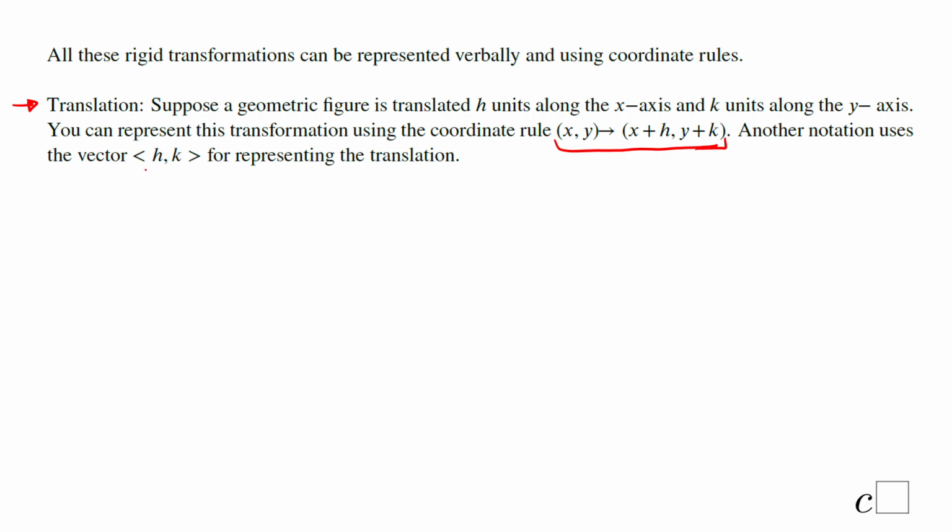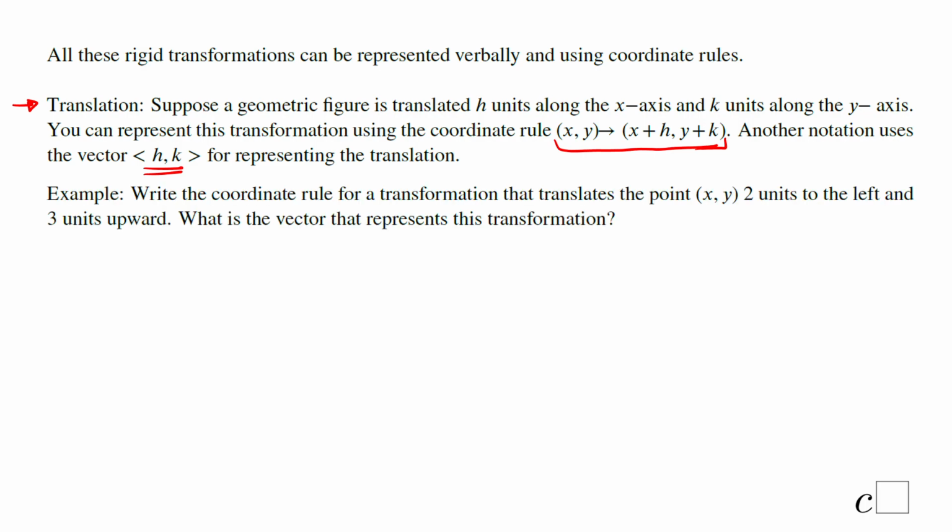And also you may hear something that we call a vector. Remember that segment with an arrow, that's the vector. We can represent it in this way. Let's see in this example. Write the coordinate rule for a transformation that translates the point x, y 2 units to the left and 3 units upward.